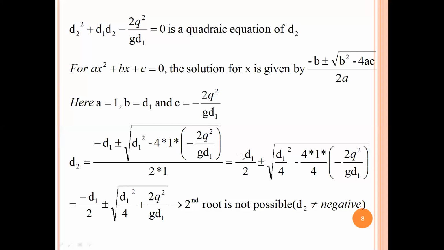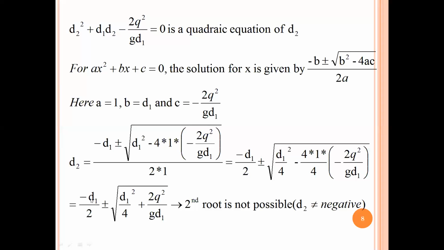So I can write it as minus d1 by 2 plus minus root, as I have taken the 2 inside the root. When it goes inside the root, your 2 becomes 2 square, that is 4. So I have root of d1 square by 4 minus 4 into 1 into minus 2q square by g d1 divided by 4. So the 4 and 4 will get cancelled, and your minus and minus will become plus. If I rewrite it again, I'll have minus d1 by 2 plus minus root of d1 square by 4 plus 2q square by g d1.